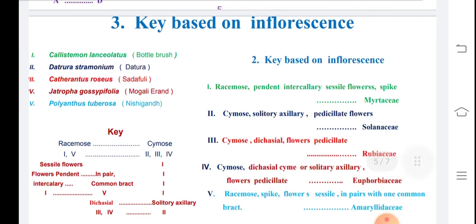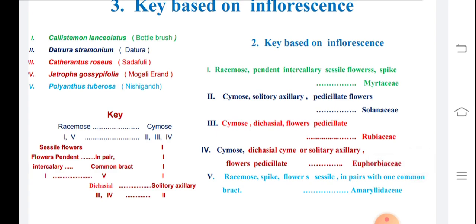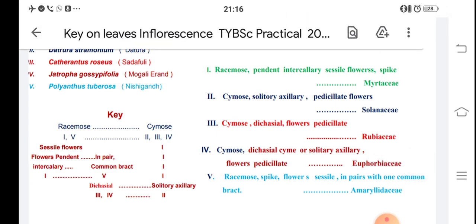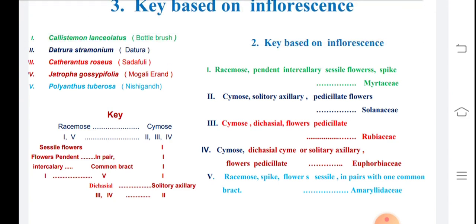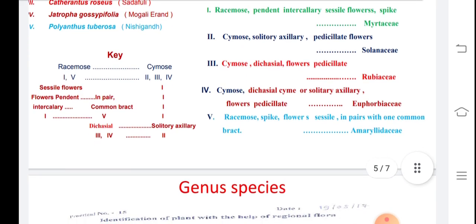Then the main part of our practical is the key based on inflorescence. So what is a key based on inflorescence? You have to write only the inflorescence characters, like we did for the leaves. So 5 materials are there. I have given the Roman numbers 1, 2, 3, 4, right? So here Callistemon lanceolatus, bottle brush, Datura stramonium, Catharanthus roseus, Sadafuli, Jatropha gossypifolia, Mogli erand, and Polianthes tuberosa, Nishigandha, right? So write the characters about these.